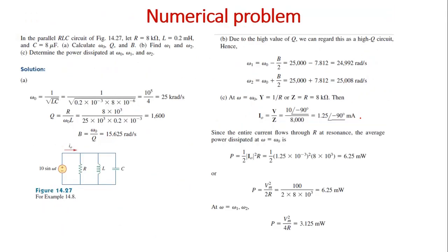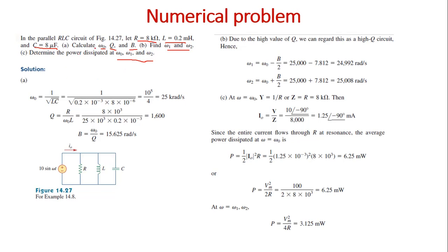So next we will see a numerical problem for a parallel resonant circuit. In a parallel RLC shown in figure, R is equal to 8 kilo ohm, L is equal to 0.2 millihenry and C is equal to 8 microfarad. Calculate omega naught, that is resonant frequency, Q is quality factor, B is bandwidth. Find omega 1 and omega 2, the half power frequencies. Determine power dissipated at omega naught, omega 1 and omega 2.